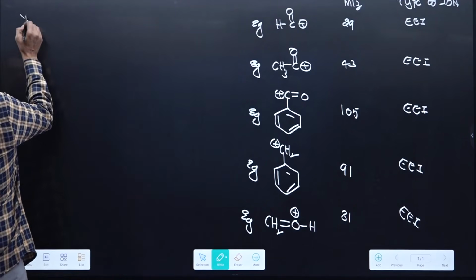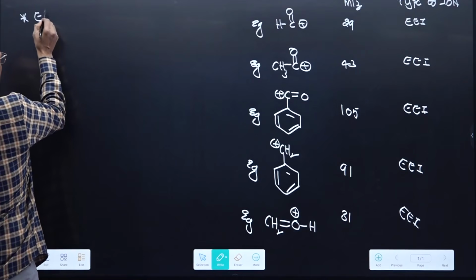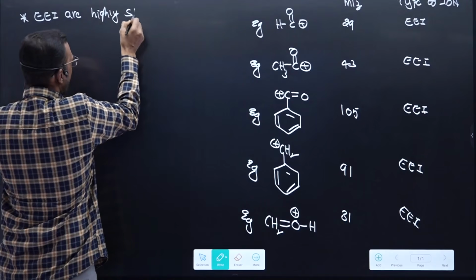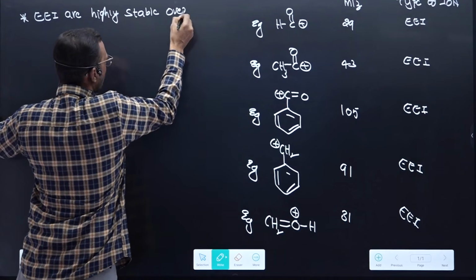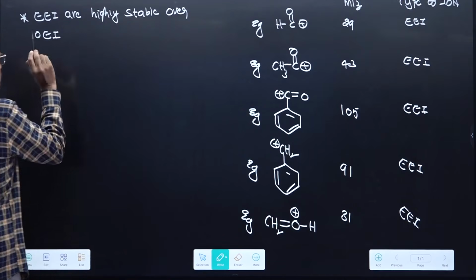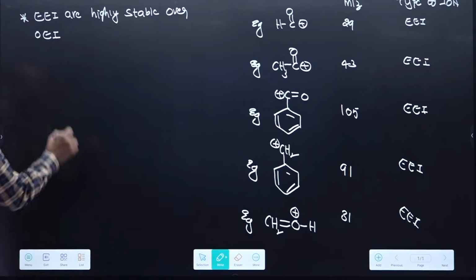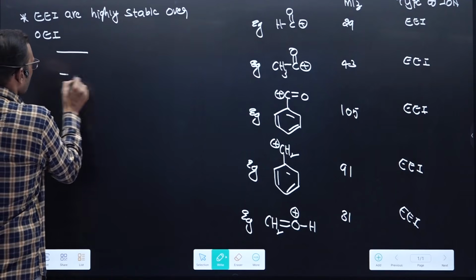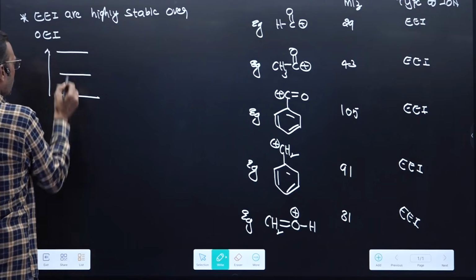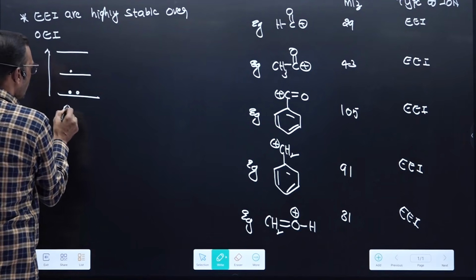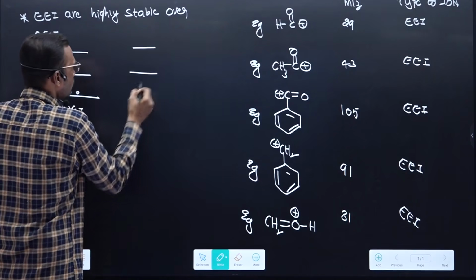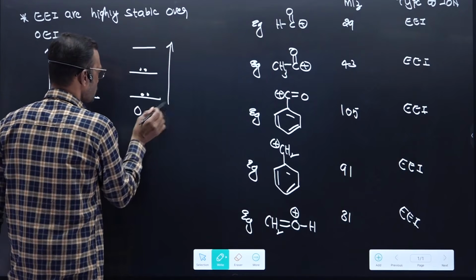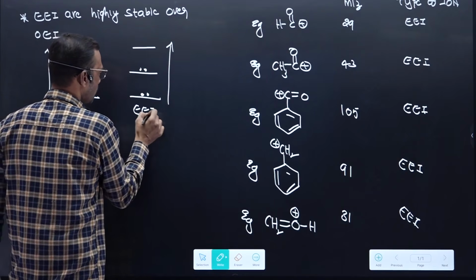So if you compare these two ions, even electron ions are highly stable over odd electron ions. Even and odd, if you compare, even is more stable than odd electron ions. Suppose this is the energy level of the corresponding ions. So this is called an odd electron ion, and this is called an even electron ion. An even electron ion has a paired arrangement of electrons.